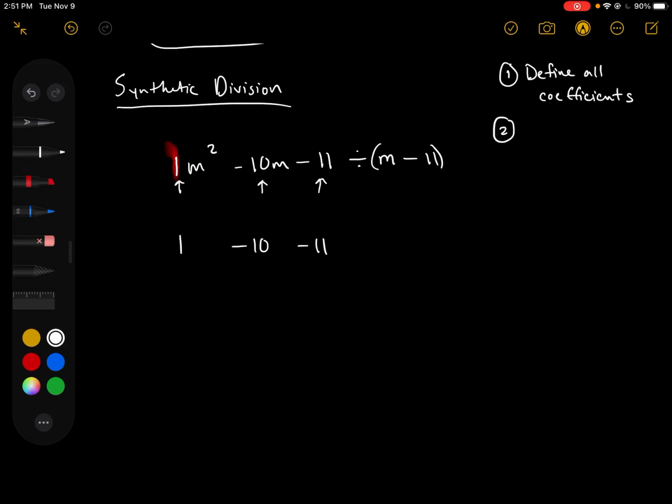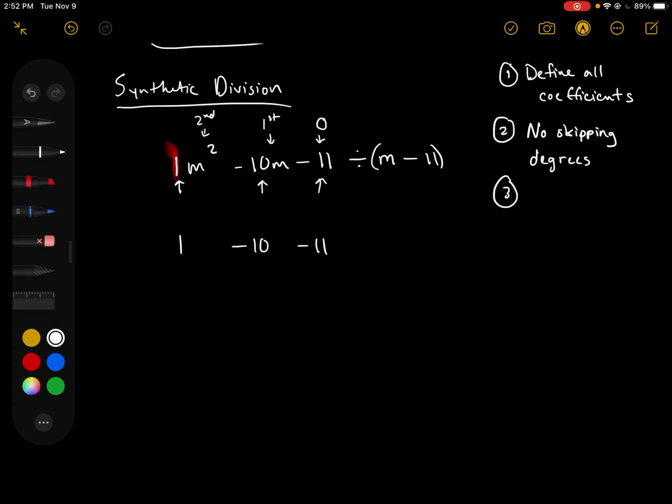A second step is make sure no skipping degrees. So we go from a second degree term, or 2 m's, to a first degree term with 1 m, to a 0 degree term with no m's. Nothing is skipped, 2 to 1 to 0. If we did skip something, we would need to put the 0 placeholder in. But if nothing is skipped, if we go from a number all the way down to 0, we're fine.